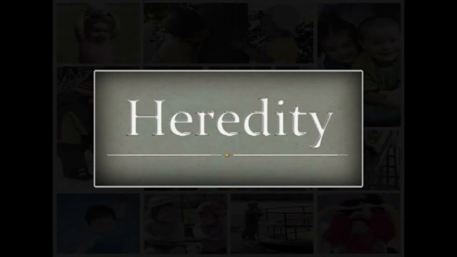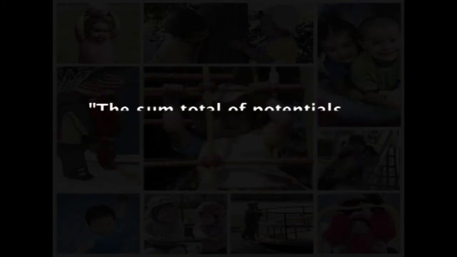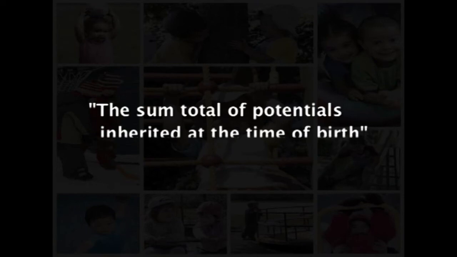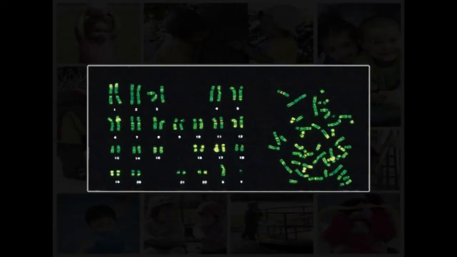The third objective is to understand the pre and postnatal environment and its effect on the growth and development of the child. Heredity. What is heredity? Heredity means the sum total of potentials inherited at the time of birth. Heredity instructions are carried by the chromosomes, and influence development throughout life by affecting the sequence of growth, the timing of puberty and the course of aging.